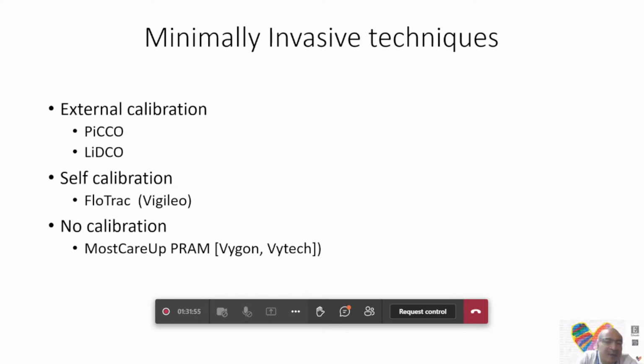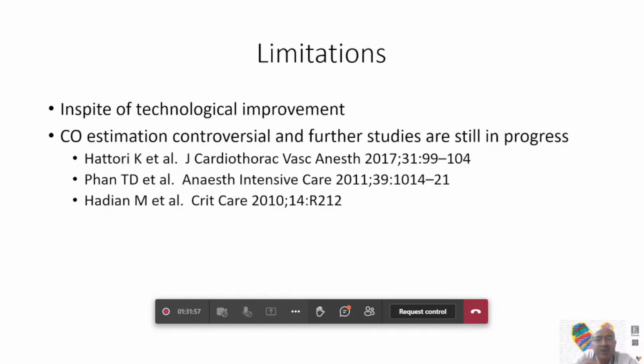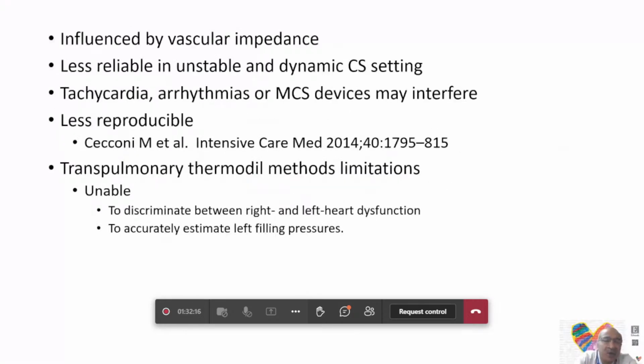The limitation is that, initially, these devices showed poor correlation with Swan-Ganz. But in time, in spite of technological improvement, cardiac output estimation remains controversial and further studies are in progress. And the problem is that these techniques give an estimation of cardiac output, or parameters which we derive or calculate. These are not measured parameters.